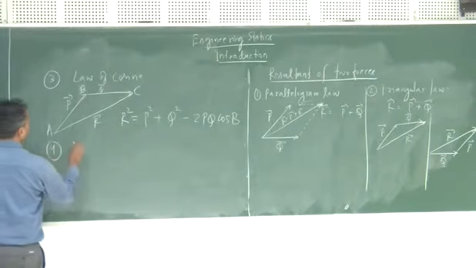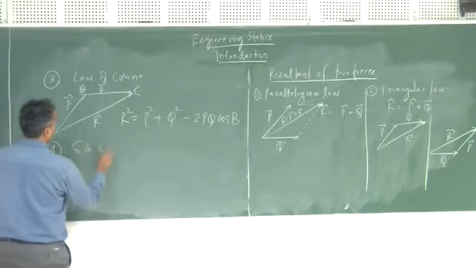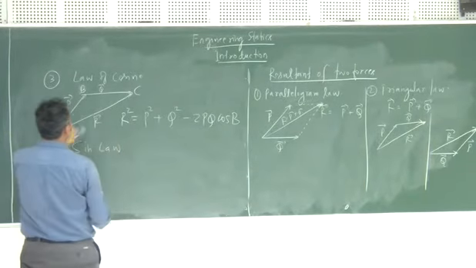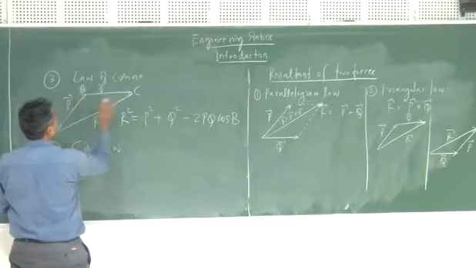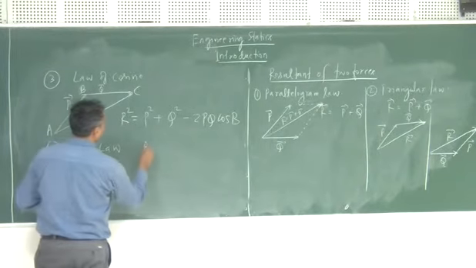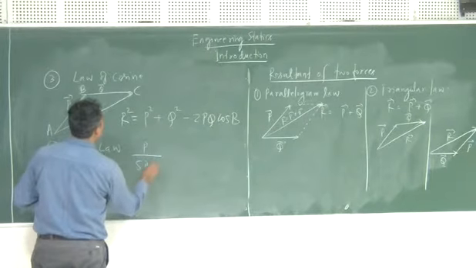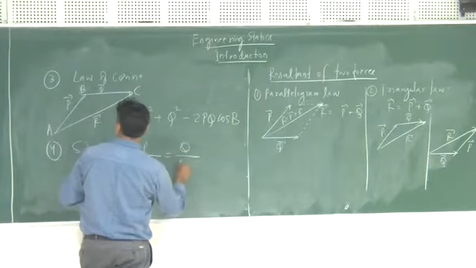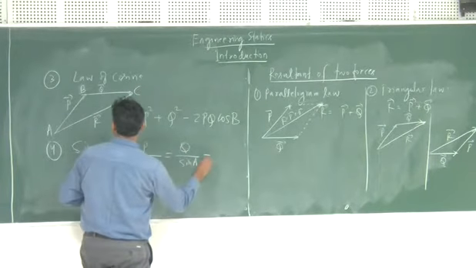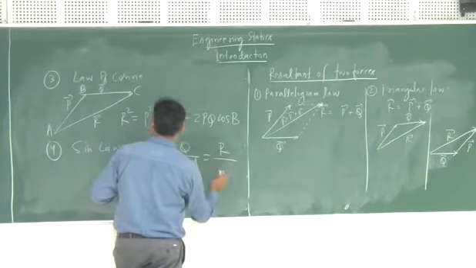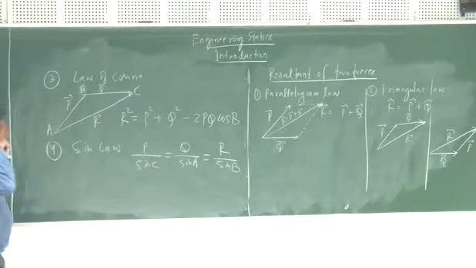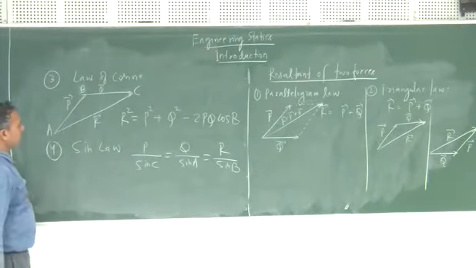Fourth, sine law. Sine law is even more interesting. So in this way, what you will be having is the magnitude of P divided by the sine of the opposite angle A, equal to Q over sine of its opposite angle, equal to R over sine of its opposite angle. This is called the sine law.